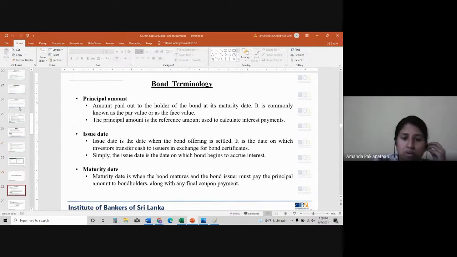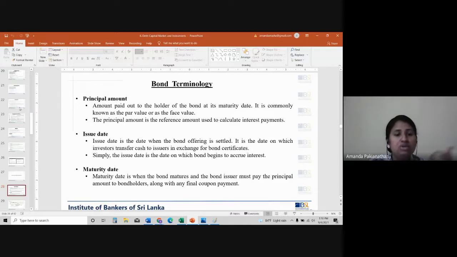Then we moved on to bond terminology. We saw what principal amount was. I highlighted it to you: when we define the term with reference to the maturity date, it's the amount paid out to the holder on maturity. In other words, it is the face value of the bond. Why is the principal amount important to us? Because it is based on this value that the issuer is going to pay the interest. So the principal amount has to be known by an investor.